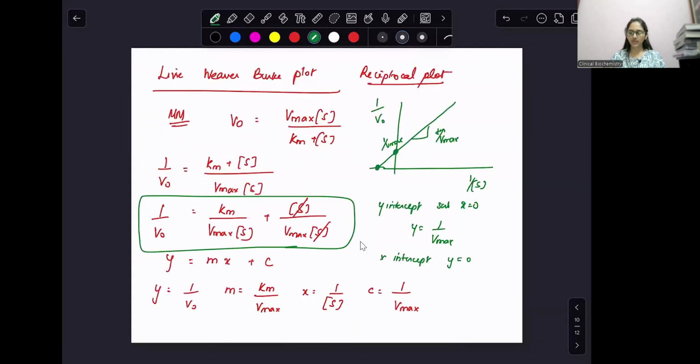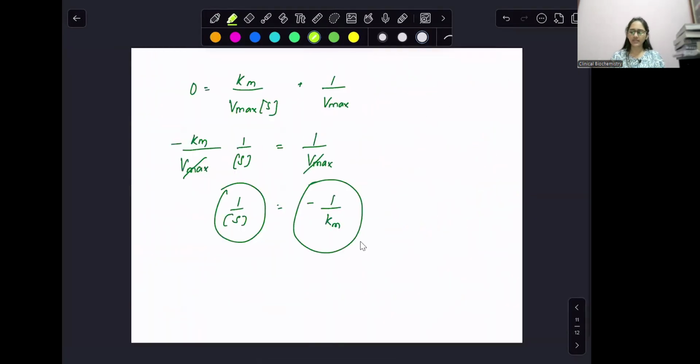So that's how you derive the y-intercept also. So the x-intercept will be minus 1 by Km. So here it is minus 1 by Km. Is it clear, all of you? So here is the y-intercept, here is the x-intercept, here is the slope, here is the x, here is the y. So this is the reciprocal plot, or the Lineweaver-Burk plot. Fine. So the next plot that we will see is the next.